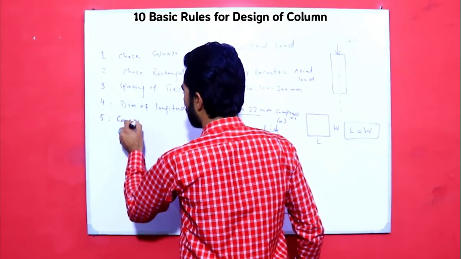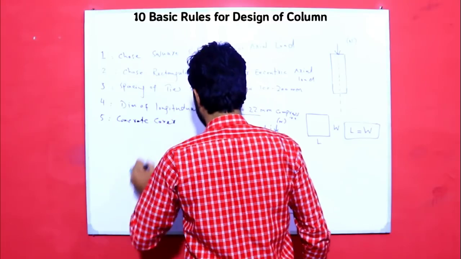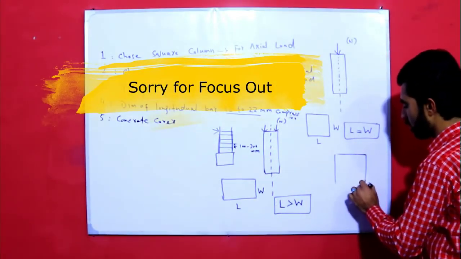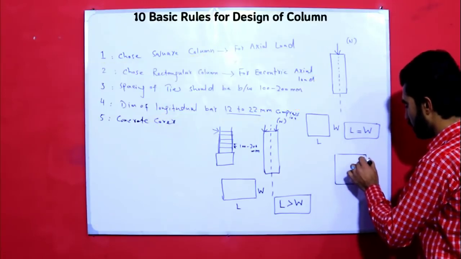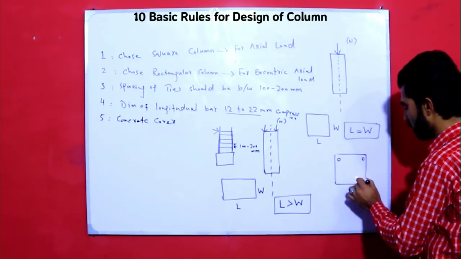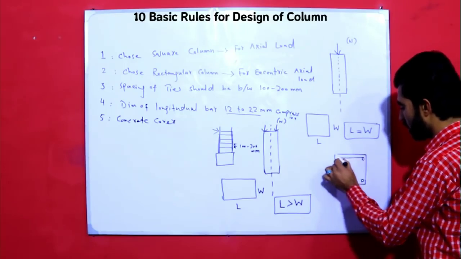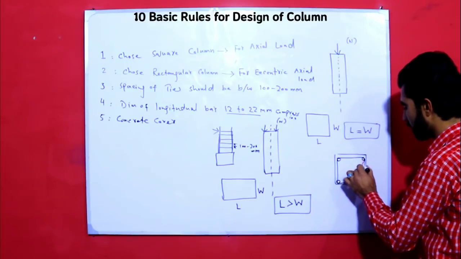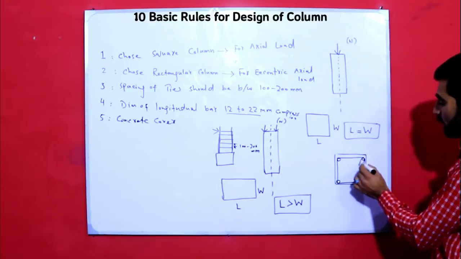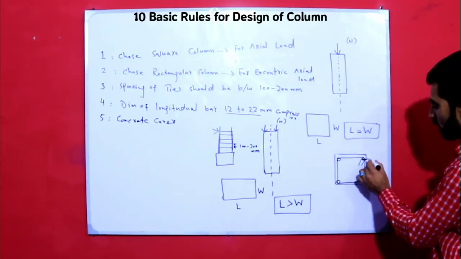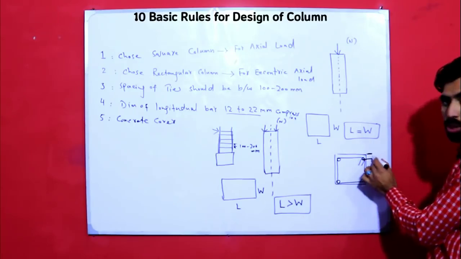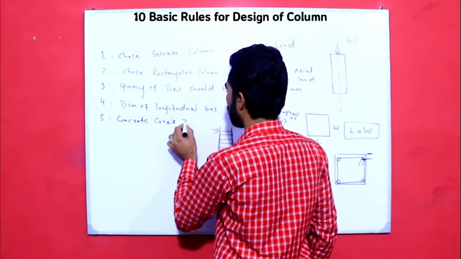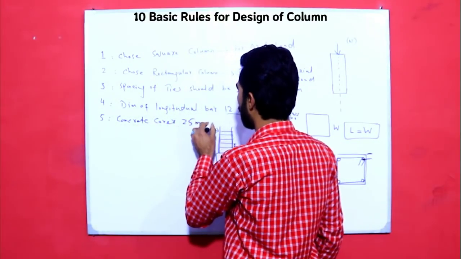concrete cover. As you can see guys, here this is RCC column, and this is one steel bar, this is second one, this is third, this is fourth, this is lateral ties. So guys, the concrete cover from the steel center to external, so it should be what, 25 mm or more.